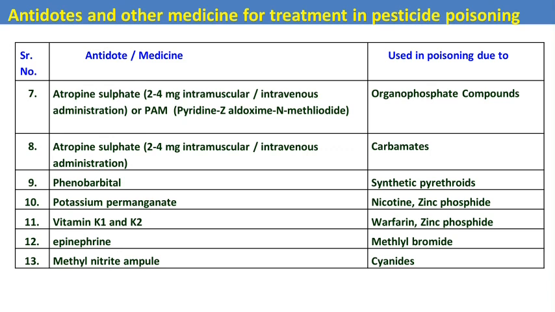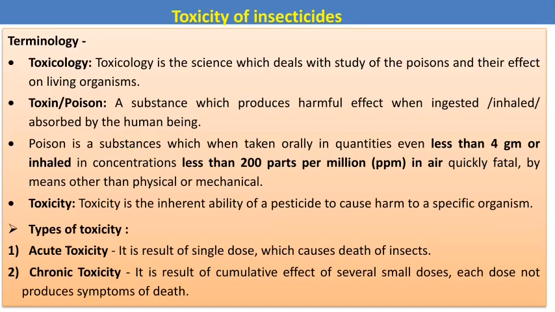Then atropine sulfate is mostly used against the organophosphate compounds. Atropine sulfate is also used against the carbamate insecticides, and these are also some of the antidotes available in the market. Then these are some of the things regarding the toxicity of the insecticides, or toxicology.